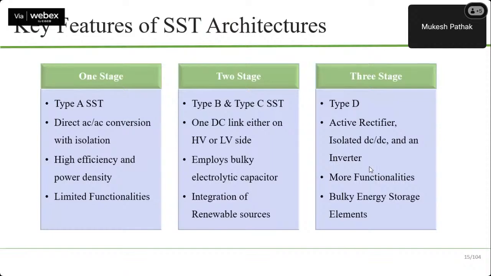So the key features of this one stage, two stage, and three stage are: direct AC to AC conversion in the single stage, high efficiency and power density, but limited functionalities. In the second type, a DC link is there either on the HV or LV side. So this will imply bulky electrolytic capacitors, and this is suitable for integration of renewables. And in three stages, you have an active rectifier, isolated DC-DC, and inverter. So you have three different stages and more functionalities, but energy storage elements are required in every DC stage, so it becomes bulky.